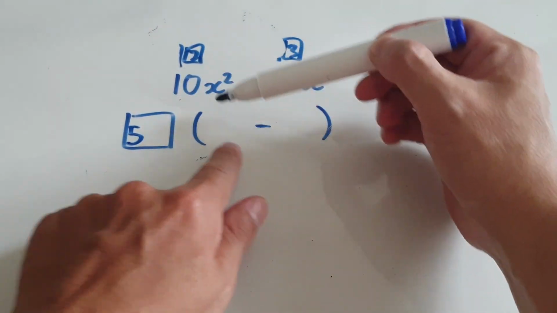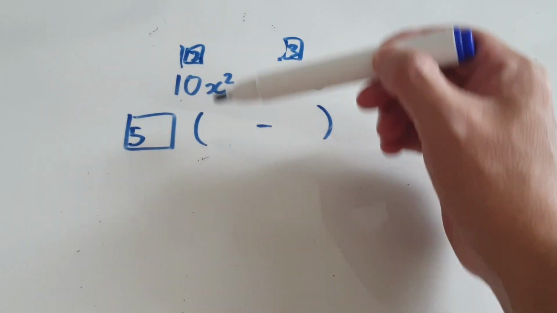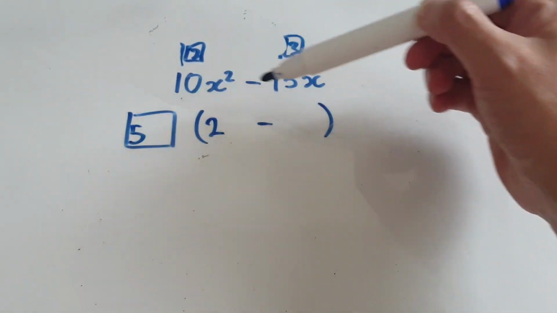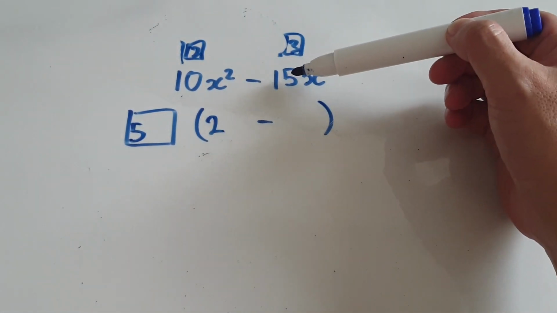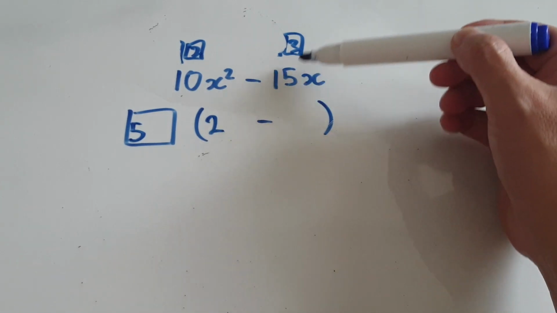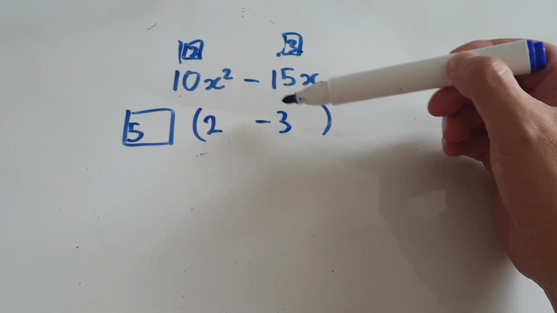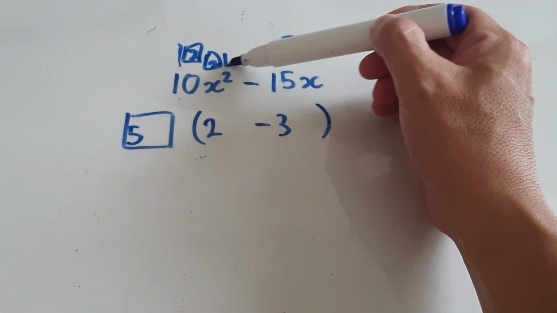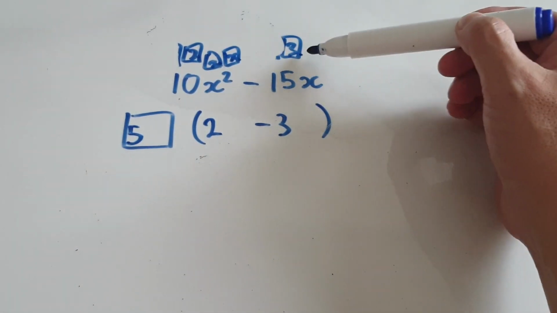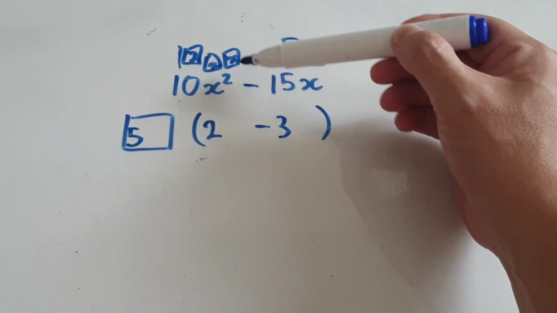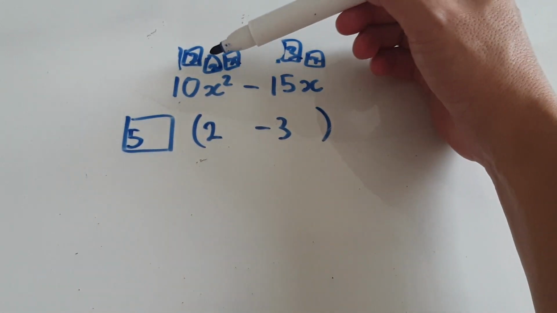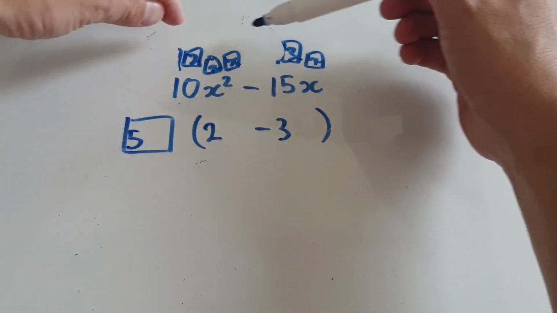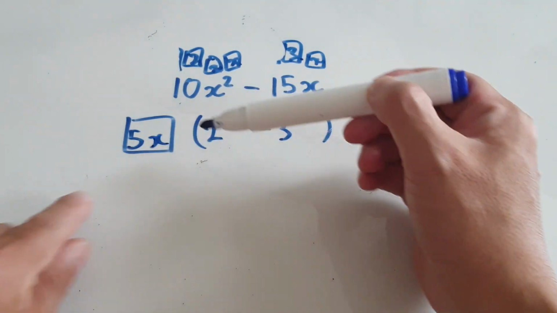Now 5 times what will give you a 10? Well, it's 2. And then 5 times what would give you a 15? Well, it turns out to be 3. So now let's look at the x squared. X squared means x times x. You've got one block of x here. Now looking at the x, what's in common is one block of x. So you drag out one block of x.